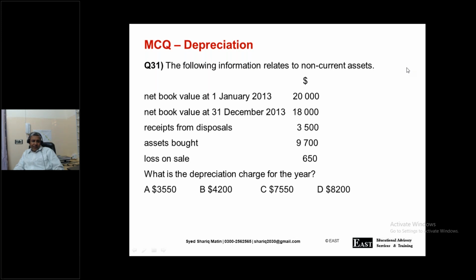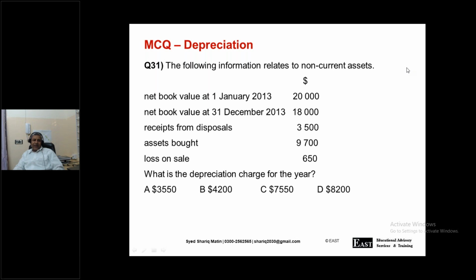So, sir, can you hear me? Yes, very well, Elia. So, in the question they have given net book value at 1st January, which is 20,000. Net book value at 31st, 18,000. Receipt from disposal, which is 3,500. Asset bought 9,700, and loss on sale 650.